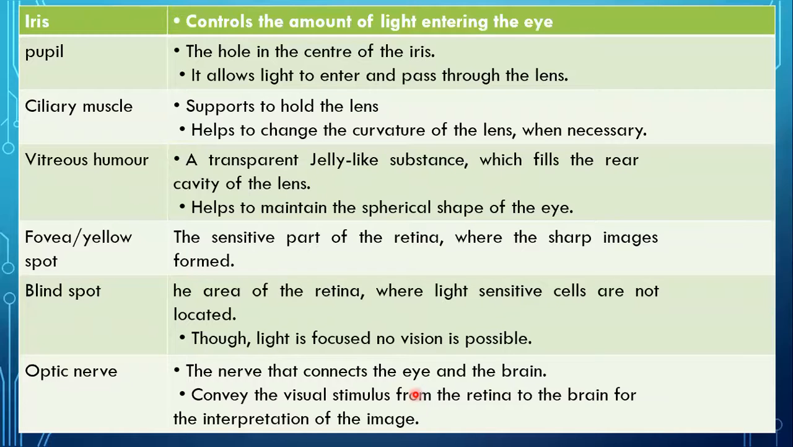Iris controls the amount of light entering the eye. Pupil, the hole in the center of the iris. It allows light to enter and pass through the lens. Ciliary muscle, which holds the lens, helps to change the curvature of the lens when necessary. Vitreous humor, a transparent jelly-like substance which fills the rear cavity of the eye, helps to maintain the spherical shape of the eye.